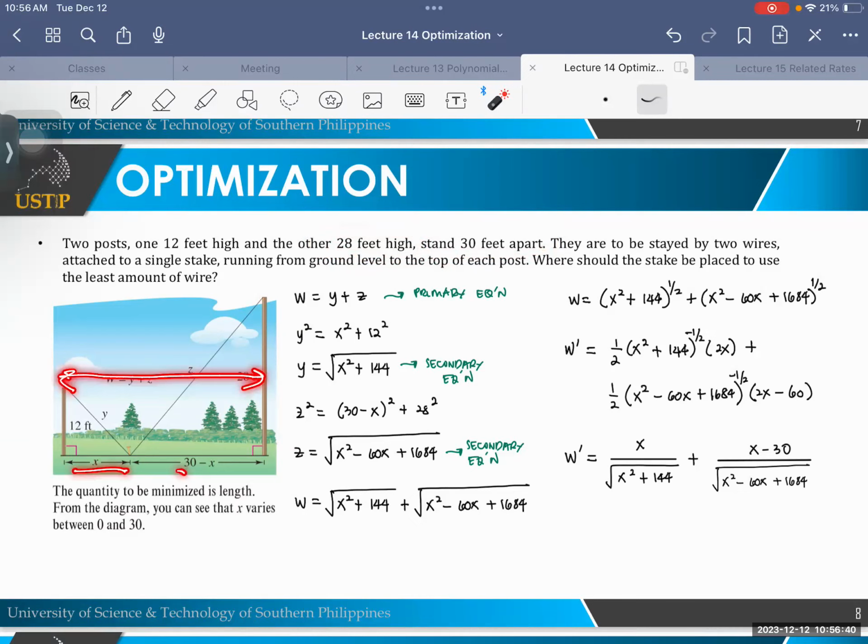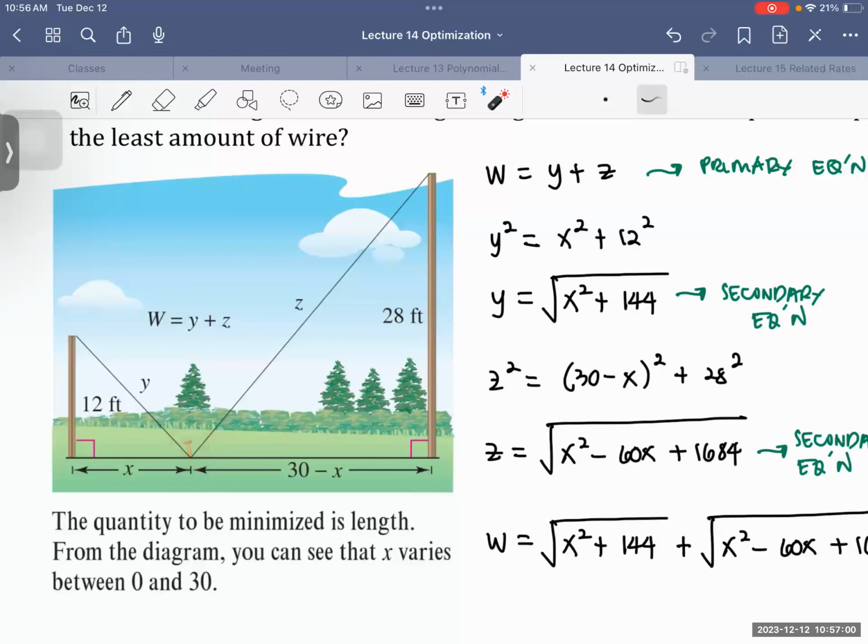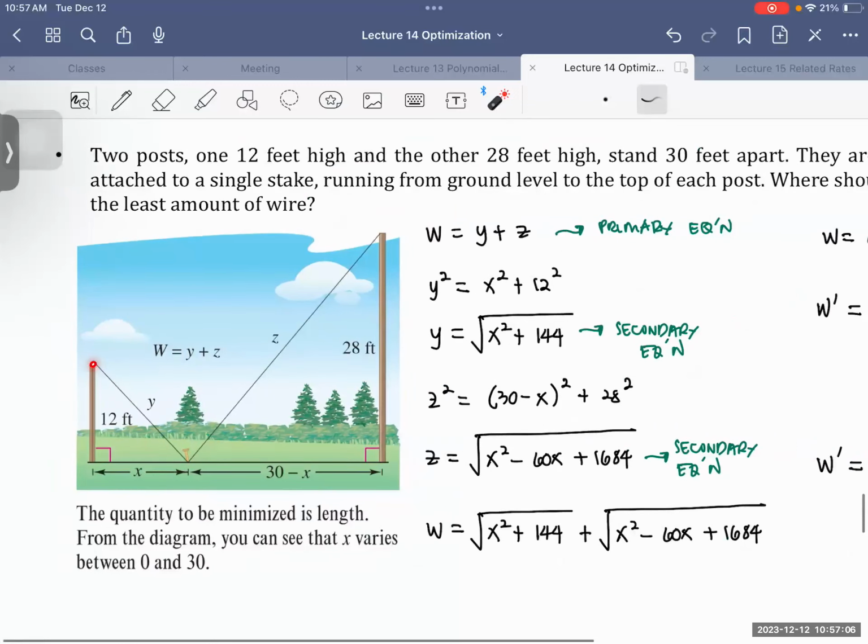The distance is 30 feet, so it is x and 30 minus x. It's always 30 between them. They are to be stayed by two wires attached to a single stake running from ground level to the top of each post. So the wire is attached to the stake, which you place on the ground, so the posts are more stable.